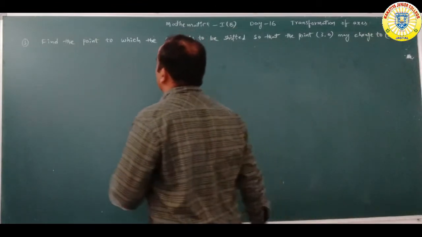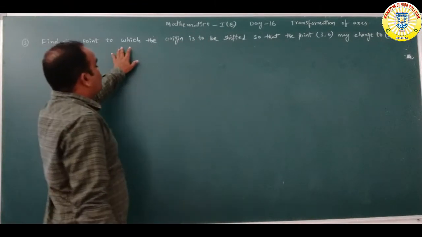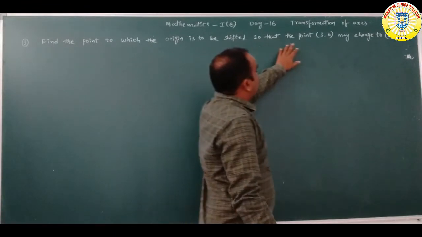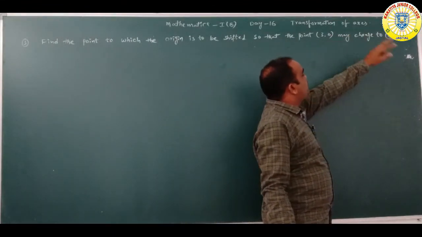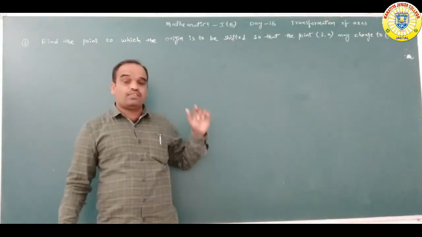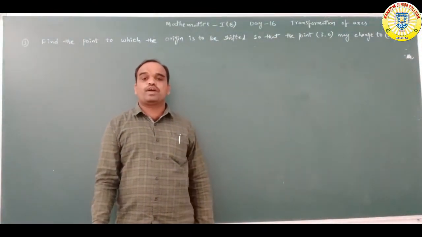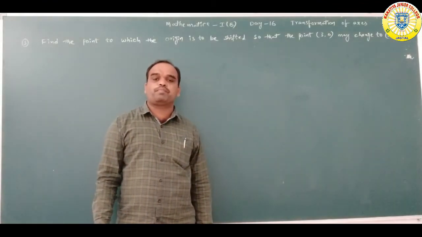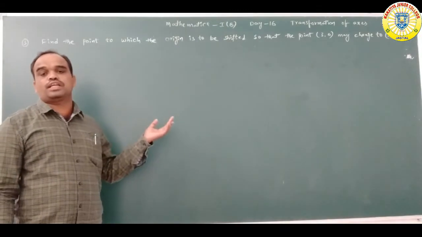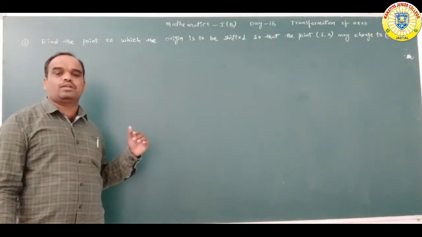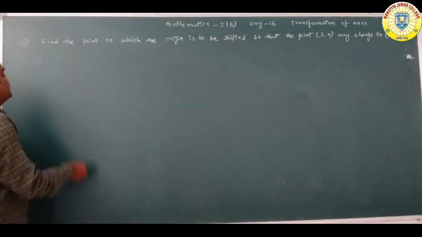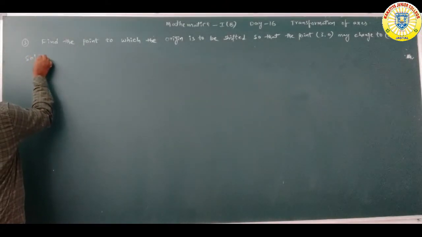So see the next question. Find the point to which the origin is to be shifted so that the point 3, 0 changes to 2, -3. Here new coordinates are given, old coordinates are given. We are finding the origin shifted point. This is the third question. Okay now? See here. Solution.